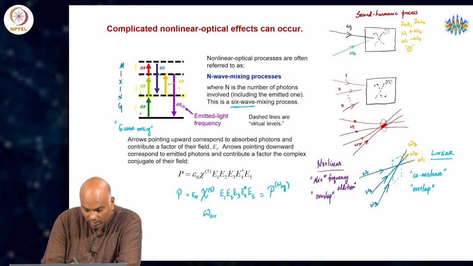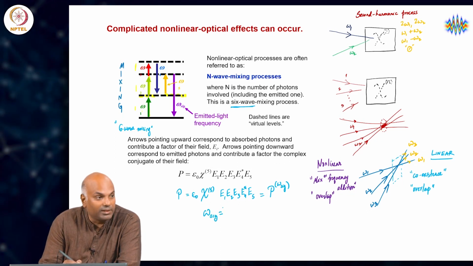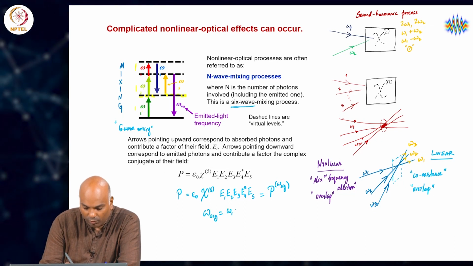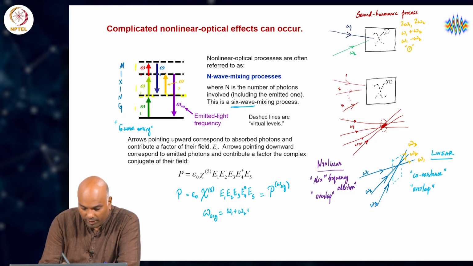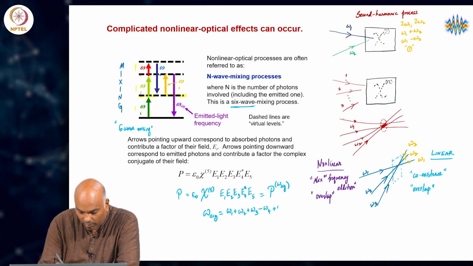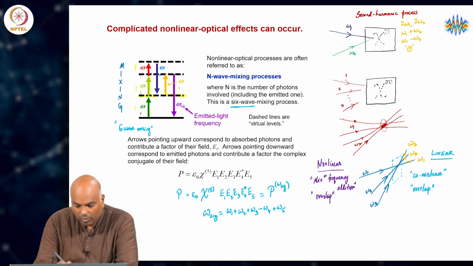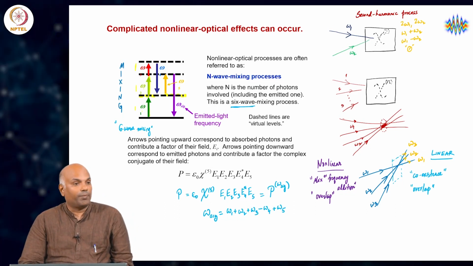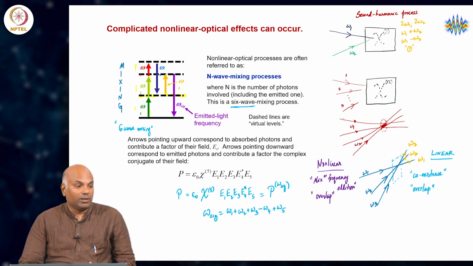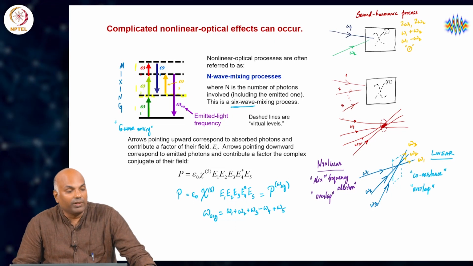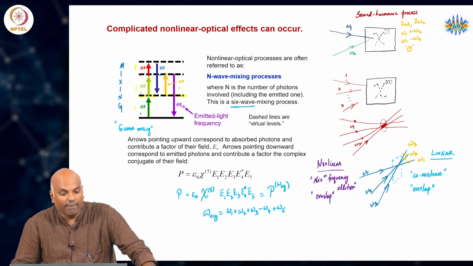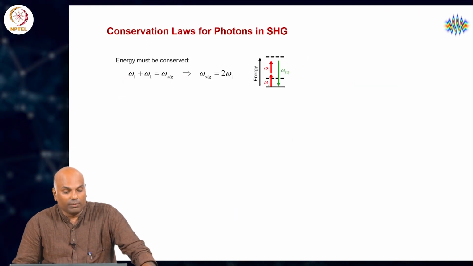We can now easily see that for this process the signal frequency is omega 1 plus omega 2 plus omega 3 minus omega 4 plus omega 5. It is a very high order nonlinear process. 5 initial waves are mixing to reveal a sixth wave. Okay. So, that is an n wave mixing process.